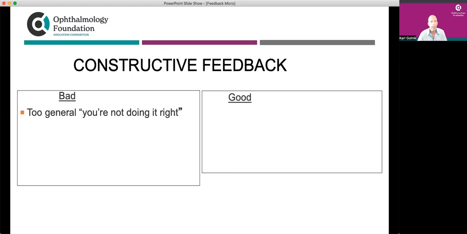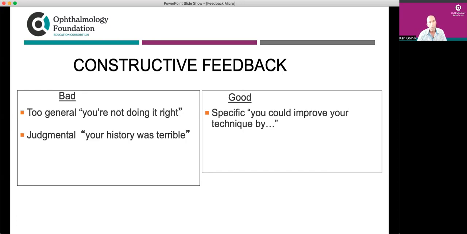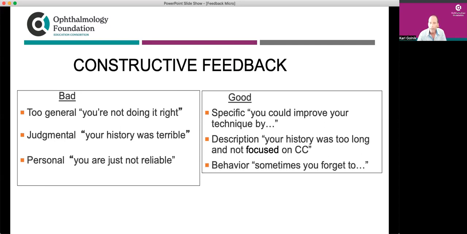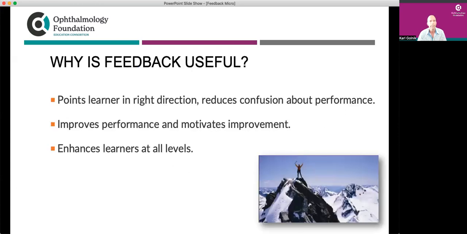So some examples. Bad, too general: you're not doing it right. How do they fix that? Versus specific: you can improve your technique by... Judgmental: your history was terrible. Versus: your history was too long and not focused on the chief complaint. Oh, I can fix that. Personal: you're just not reliable at all. About what? Versus behavior: sometimes you forget to dictate the chart.